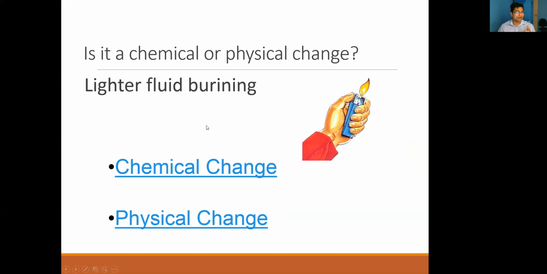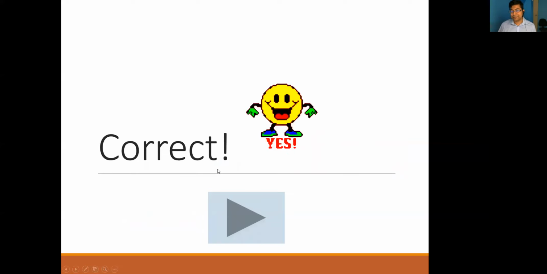Okay. Is it a chemical or physical change? Lighter fluid burning, like a gas lighter or our everyday cooking. Look at what we are doing. There is a gas which is methane, and it's reacting with the surrounding oxygen to produce this light. So it's a chemical reaction. That means chemical change. Correct.